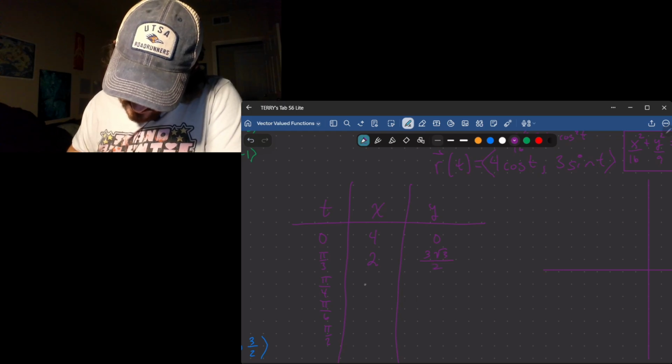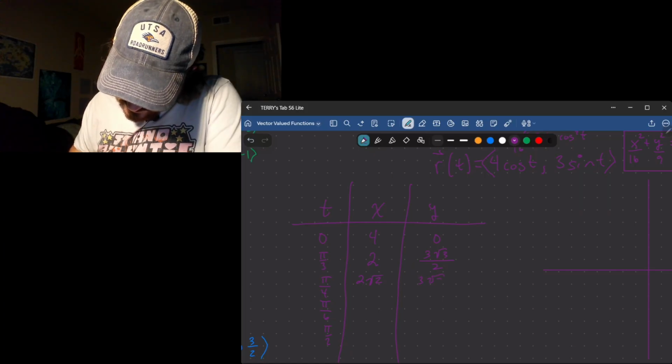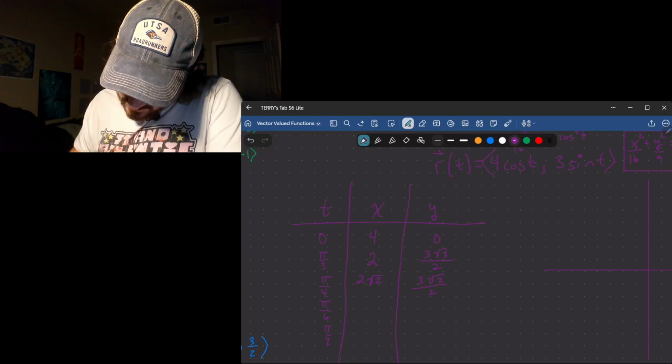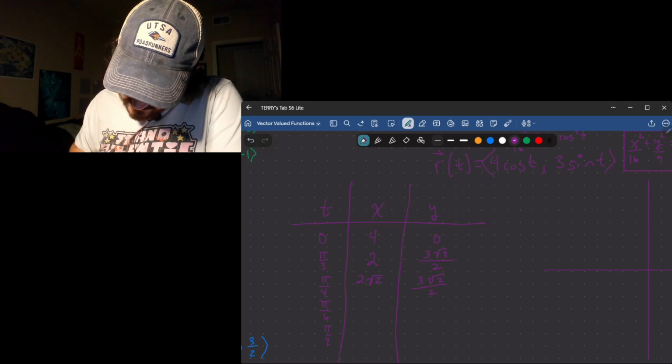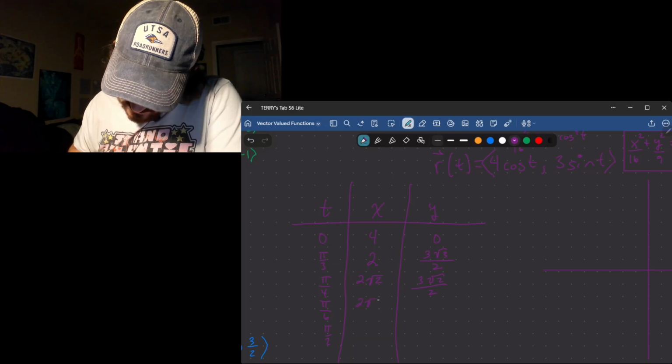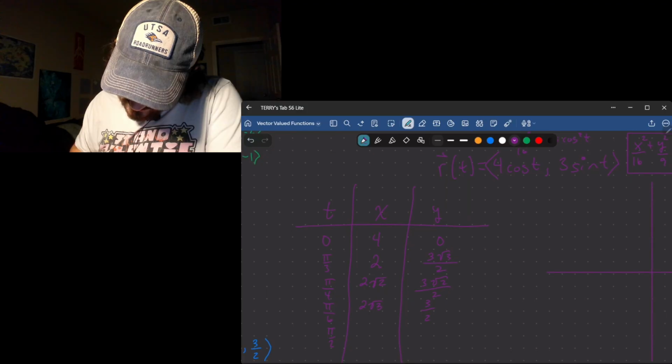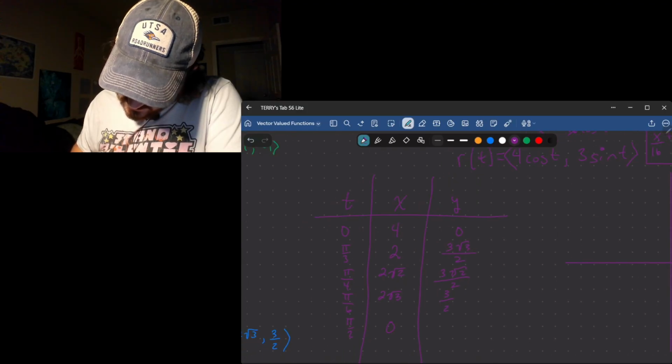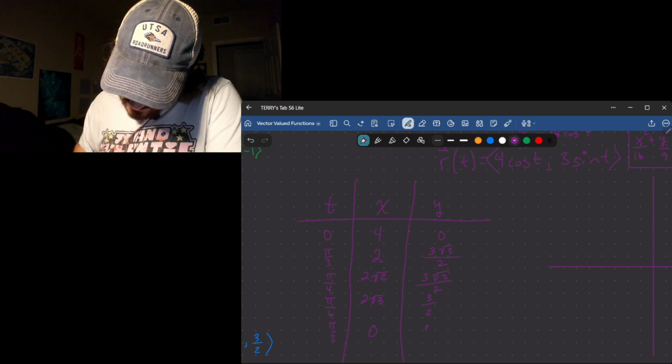Now we get pi quarters. They're going to be the same for both. So we have 4 times root 2 over 2, which is going to be 2 root 2, and then 3 times root 2 over 2 is 3 root 2 over 2. Nothing special there. At pi sixths, the x's and y's basically flip, except we have different coefficients. So 4 times root 3 over 2 is just 2 root 3, and then 3 times 1/2 is just 3 halves. And then for pi halves, cosine is going to be 0, so we get 0 here, and then sine is going to be 1, so we'll get 3.